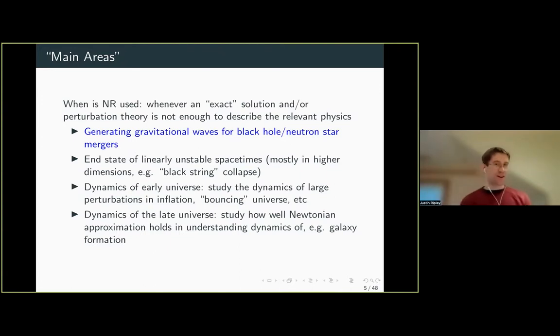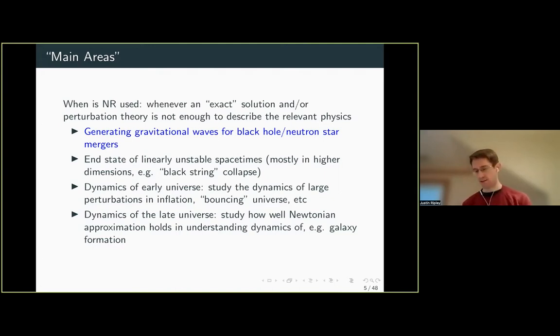So when to use numerical relativity? Whenever exact solutions or perturbation theory are not enough to tell you all the physics you want to know, and when general relativity is relevant to the dynamics. Newtonian physics also works pretty great for a lot of astrophysical situations. What I'll be mostly focusing on is the context of generating gravitational waves from black hole or neutron star mergers, where general relativity is in the so-called strong field dynamical regime, where it's hard to make any sort of approximation about the physics beyond just solving the full Einstein equations.